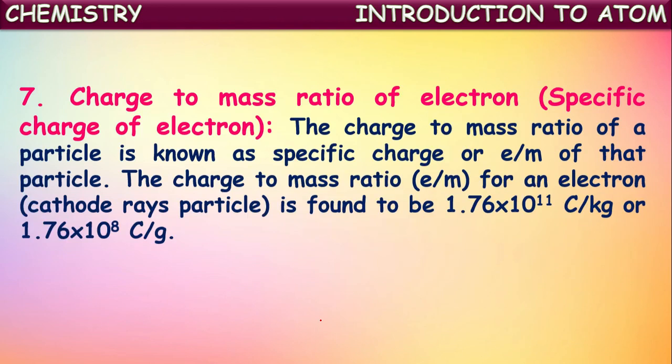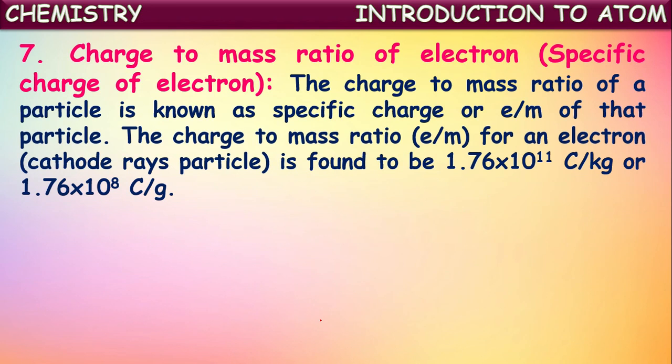Okay. Now another property is charge to mass ratio of electron. This charge by mass ratio is called specific charge also. The charge to mass ratio of a particle is known as specific charge of that particle, or e by m ratio also it is called. Now, the charge to mass ratio, or specific charge, also called e by m ratio for an electron, is found to be 1.76 into 10 to the power of 11 coulombs per gram. How it is calculated, let us see.